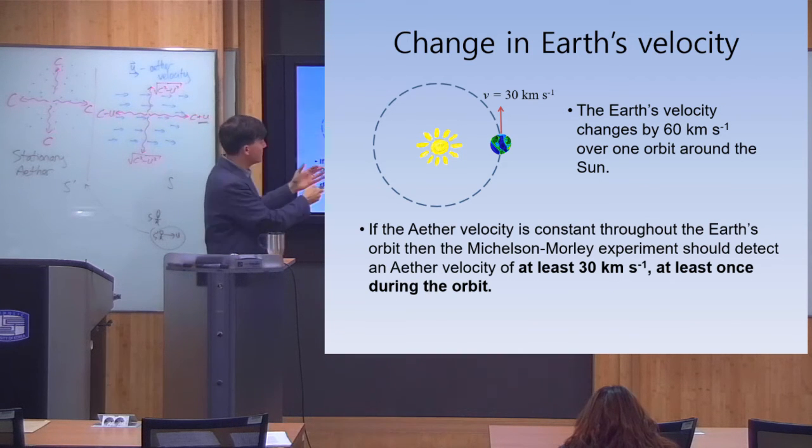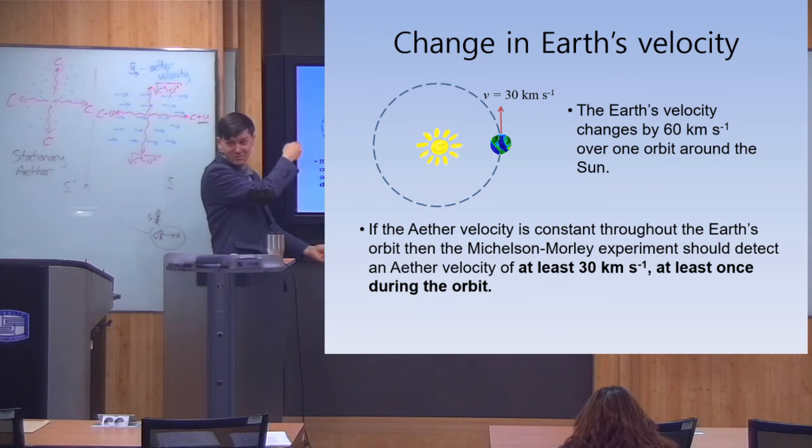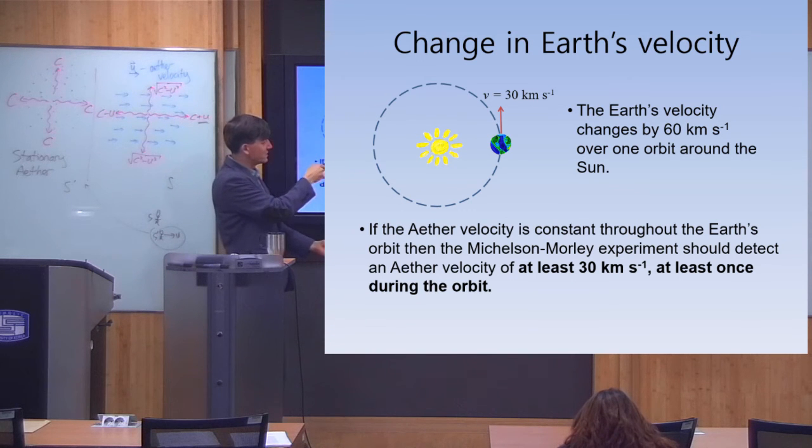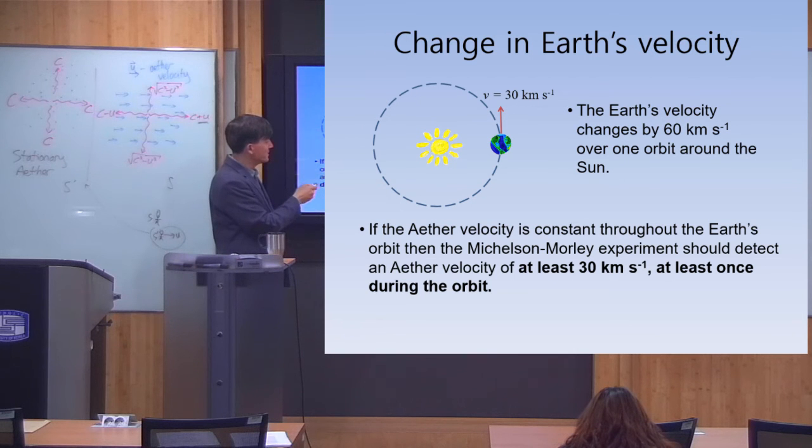Right? Because suppose that the ether velocity was matching the Earth here, then over here it would be opposite the Earth. Right? So at least at one point you should be able to detect the ether velocity of at least this amount. Make sense? Okay. So therefore, a possible value for V is about this, the speed of the Earth around the Sun.